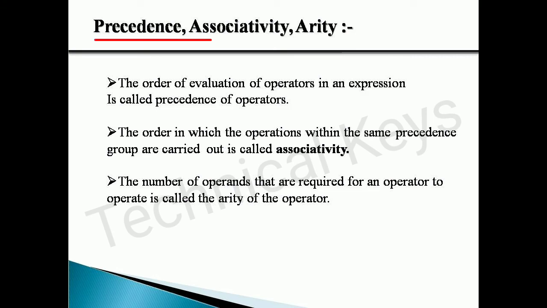The next concept is precedence, associativity, and arity. This topic is again very important for your C programming, because whenever you are performing any operation, you have to follow certain rules. Those rules are called precedence, associativity, and arity. Precedence means priority. The concepts of priority and precedence are the same: the order in which we perform certain operations is called precedence.